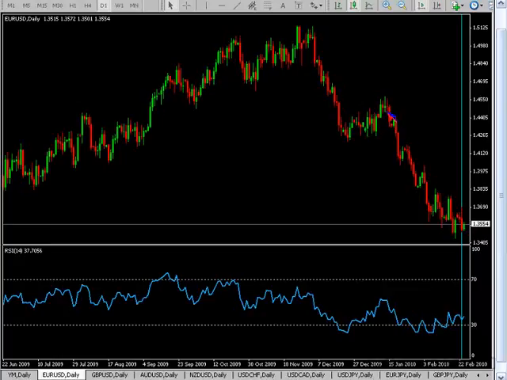For the euro dollar, imagine how many trillions of dollars selling euro and buying dollars, or selling euro and buying yen, or selling euro and buying anything. How many trillions of dollars was necessary to move the euro dollar 1,000 pips in about a month and a half? There's a reason why that's occurring.